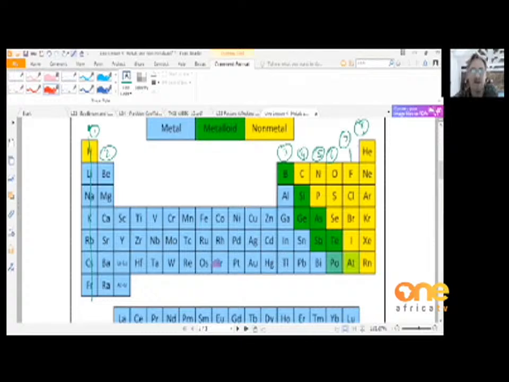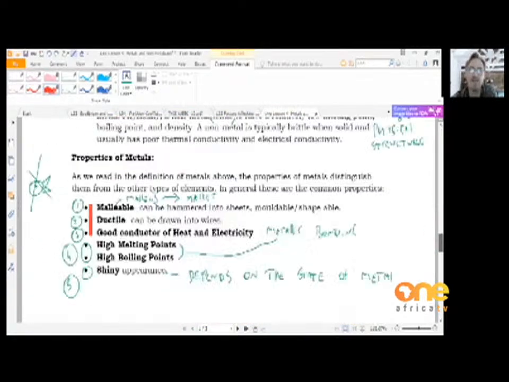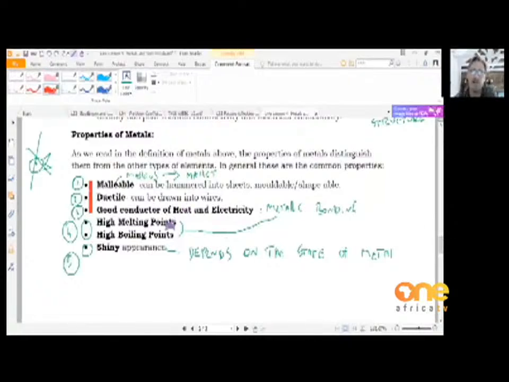So in general, when we speak about high melting and boiling points, specifically, we're looking at the transition metals. But there are exceptions there as well, because lead has a low melting point. Mercury is a liquid at room temperature, so obviously it also has a low melting point. So, in general, metals have high melting and boiling points, but there are exceptions to them. But they're all malleable, they're all ductile, they're all good conductors of heat and electricity.